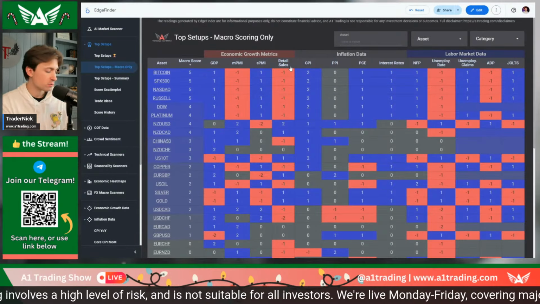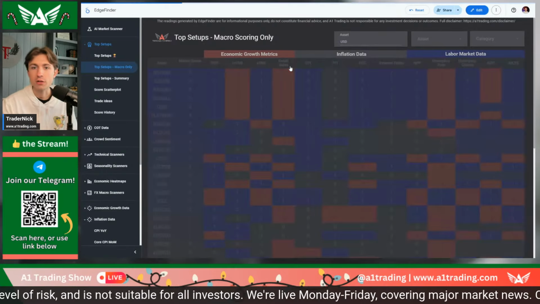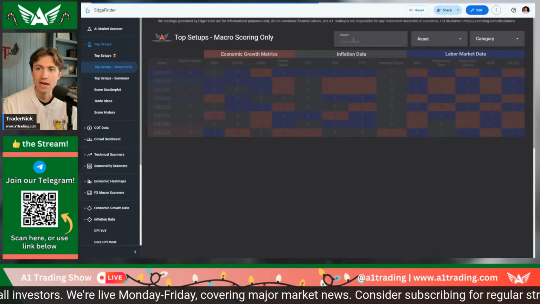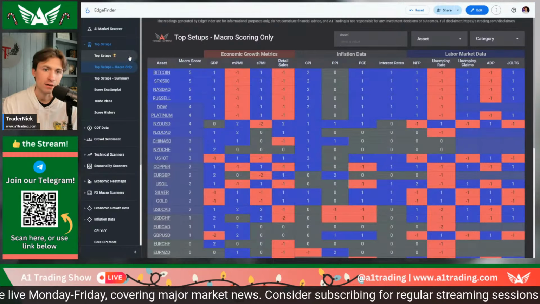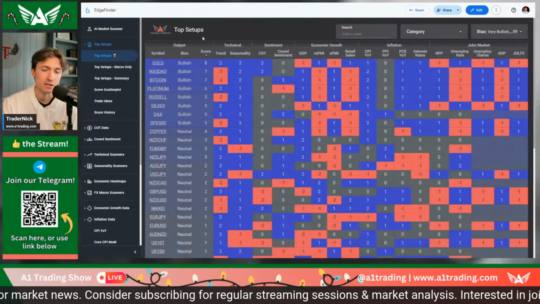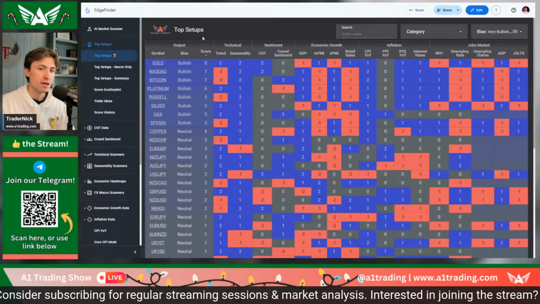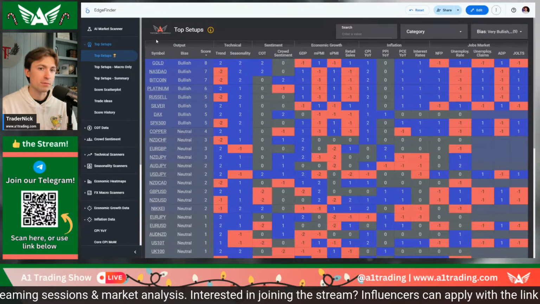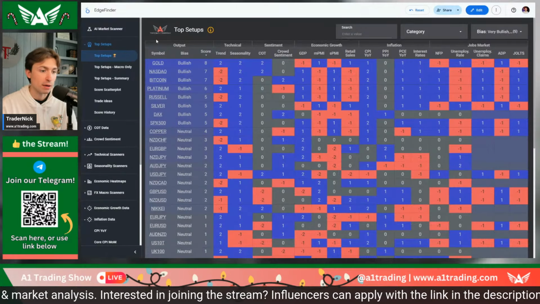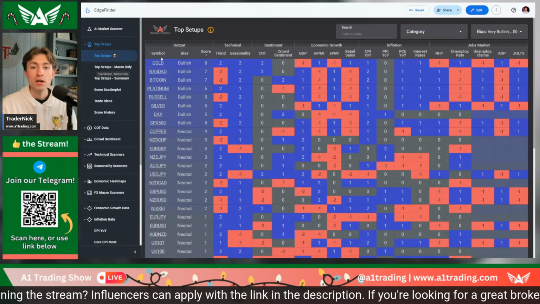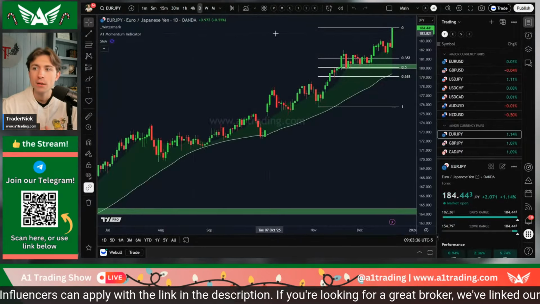We also added a search bar. So if you want to just search up USD, for example, you can see just the USD pairs. So just adding more and more features. Again, the overall goal in terms of how we do things behind the scenes on the EdgeFinder is we never want to stop improving the tool. Over time, we want you to open it up and be pleasantly surprised by new features, new additions, improvements, etc. So with that said, let's jump into some market action.